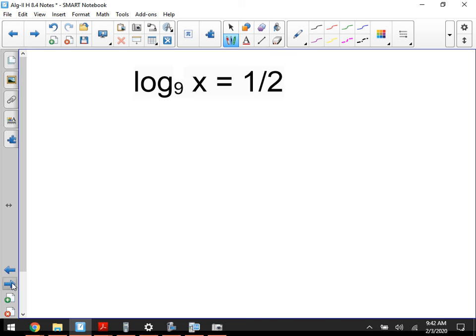Solving. This is where it comes into how we're going to solve these things without using calculators. The stuff that we do today is going to be a lot of rewrites and a lot of simplifying. So in this case here, we're trying to figure out log base 9 of what is a half.